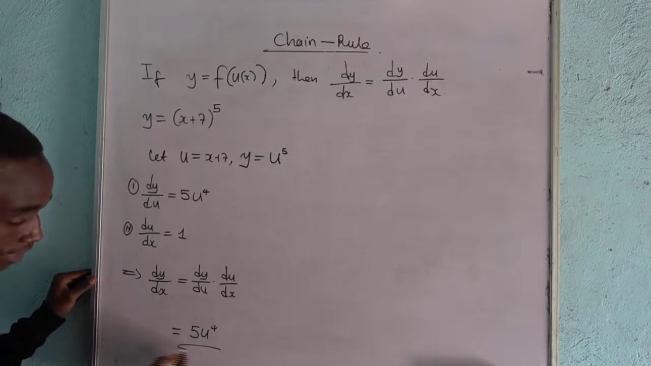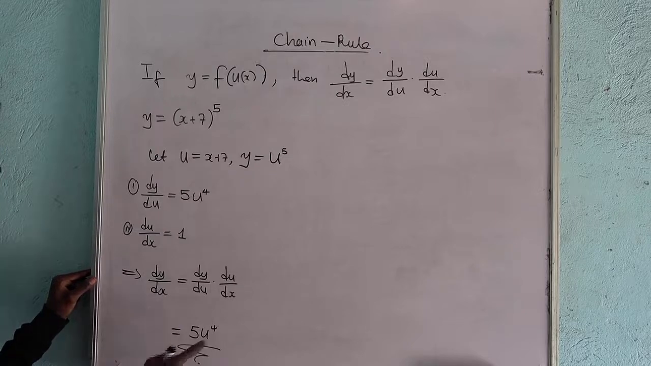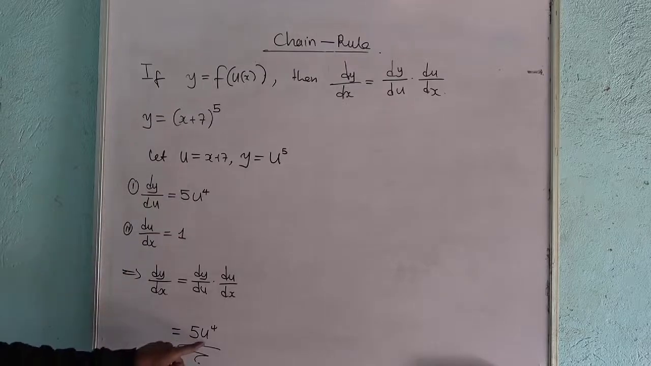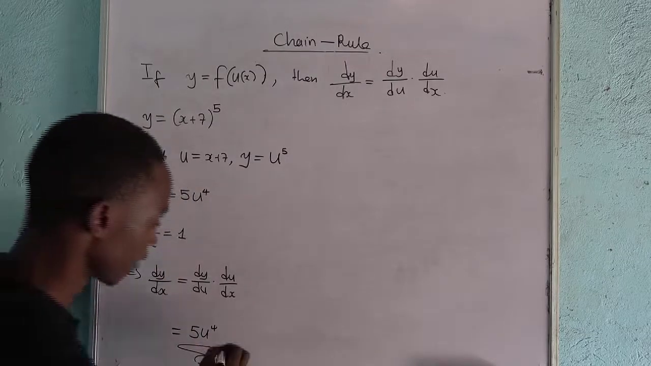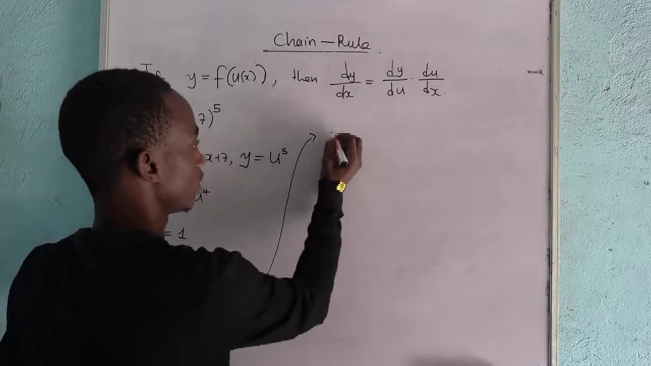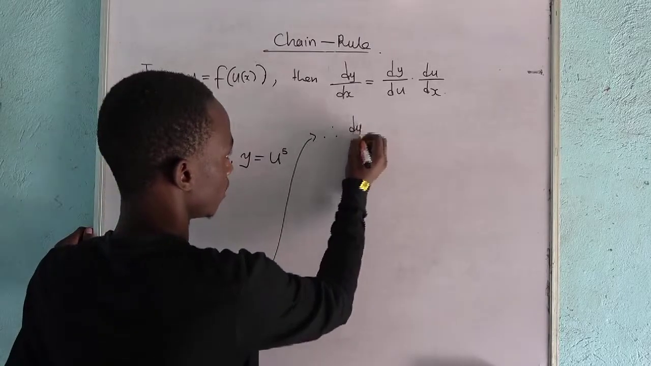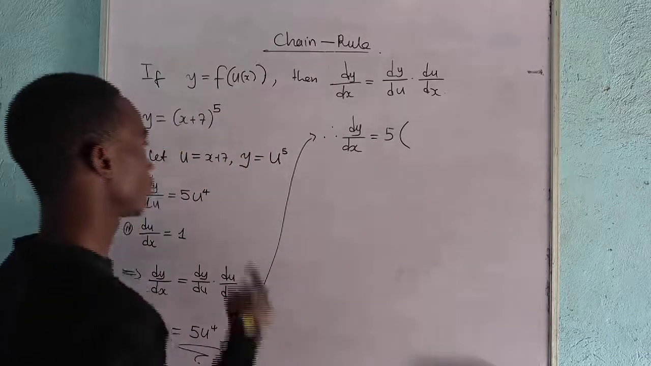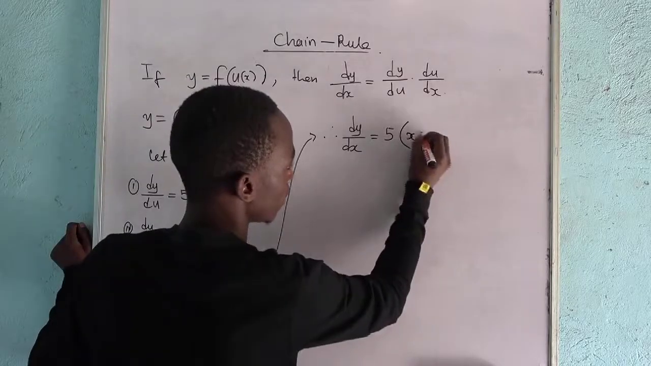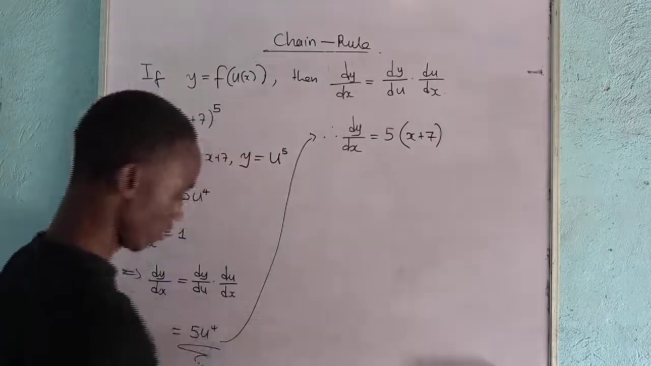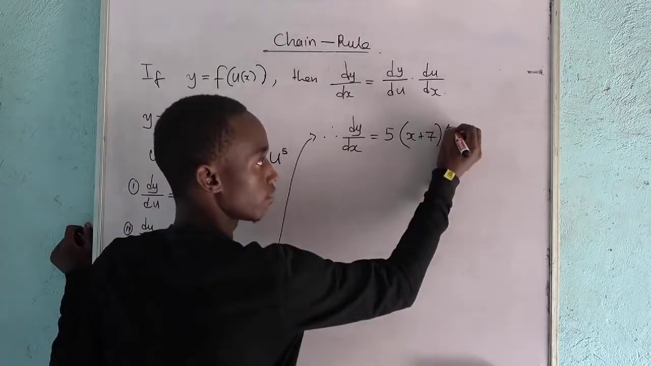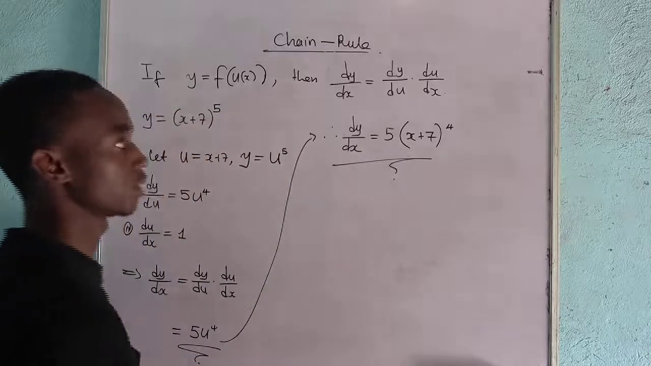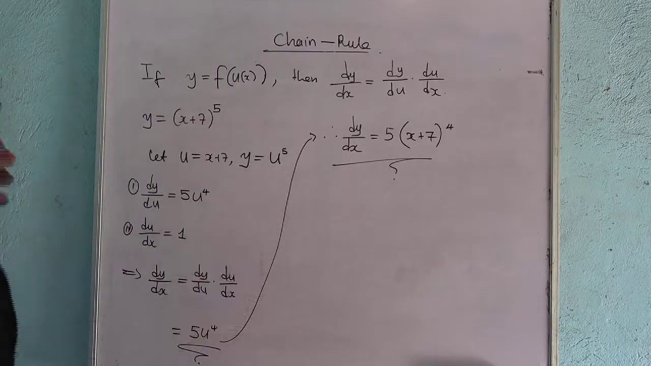So now this is your final solution. But remember, you defined u to be some function here. So we are going to substitute u for what we have there. So then we can say dy/dx is equal to 5 multiplied by u, and our u is x plus 7, to the power of 4. So we're going to write our 4 up there. This then becomes our final solution for this problem based on the chain rule.